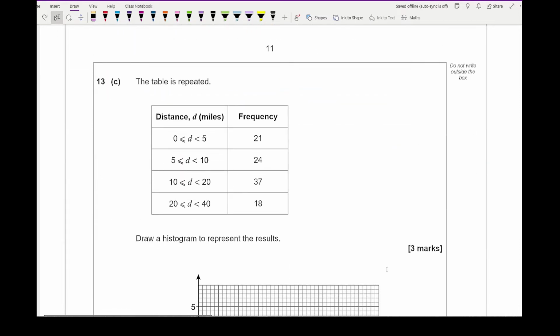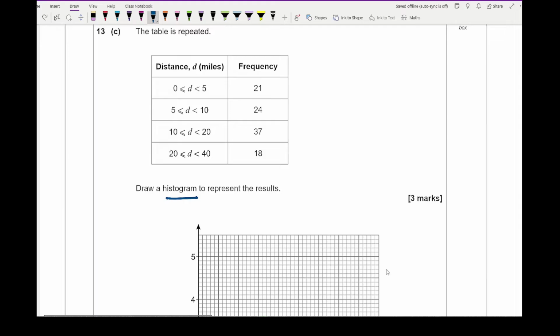Moving on to 13C, it says the table is repeated, and draw a histogram to represent the results. To draw a histogram, we need to work out the frequency density, and we work that out by doing the frequency divided by the class width. The class width is always the upper bound take away the lower bound. So it's 5 take away 0, which is 5, 10 take away 5, which is 5, 20 take away 10, which is 10, and 40 take away 20, which is 20.